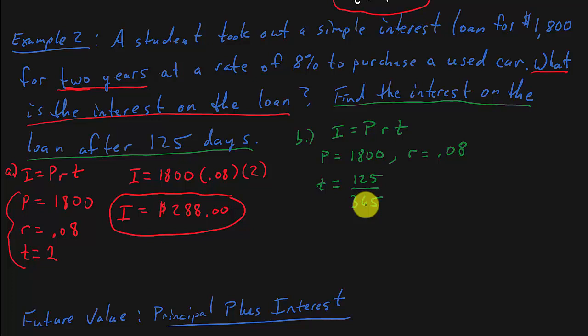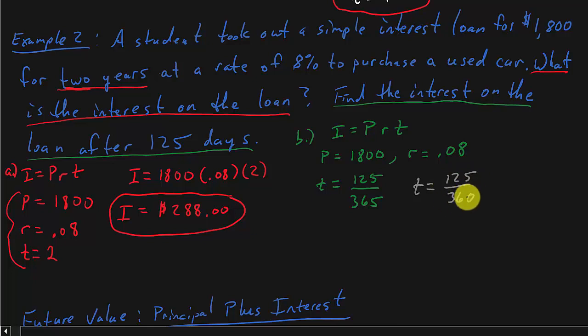Now, let's look at this. Sometimes, and the banks have done this in the past, they would write T as 125 over 360. Now, let me move that over a little bit.